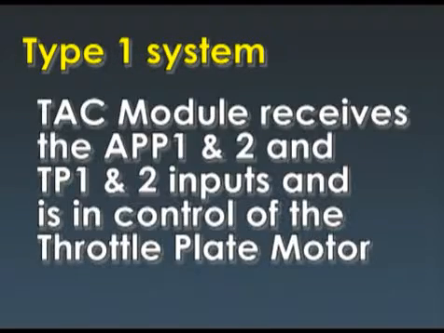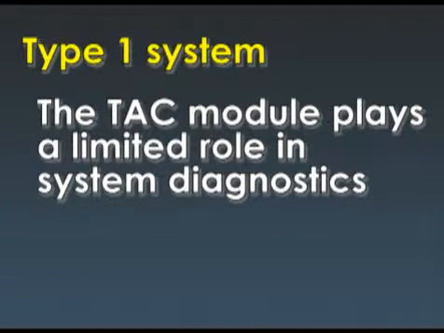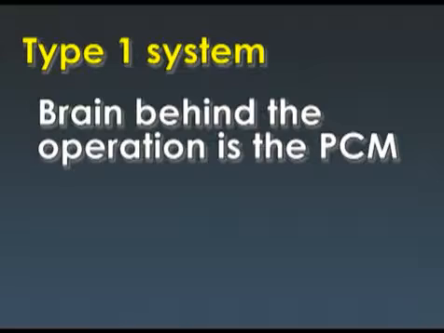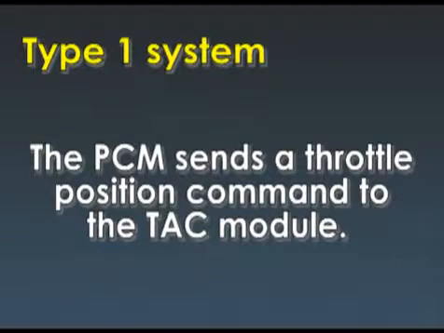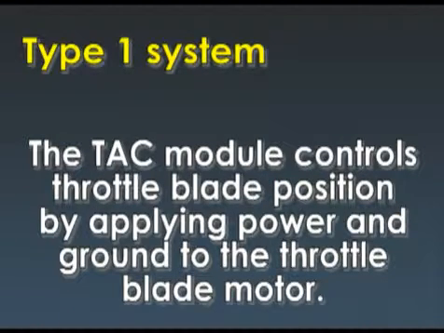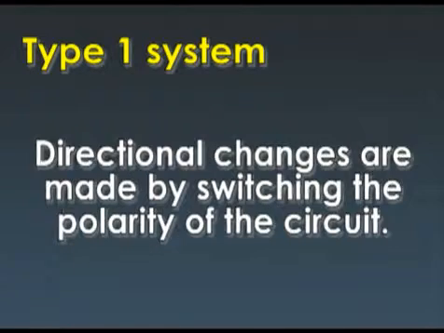On the Type 1 system, the TAC module receives the AP1 and 2 and TP1 and 2 inputs and is in control of the throttle plate motor. The TAC module plays a limited role in system diagnostics, and the brain behind the operation is the PCM. APP data from the TAC module is sent to the PCM via the UART data lines. The PCM sends a throttle position command to the TAC module. The TAC module controls throttle blade position by applying power and ground to the throttle blade motor. Directional changes are made by switching the polarity of the circuit.